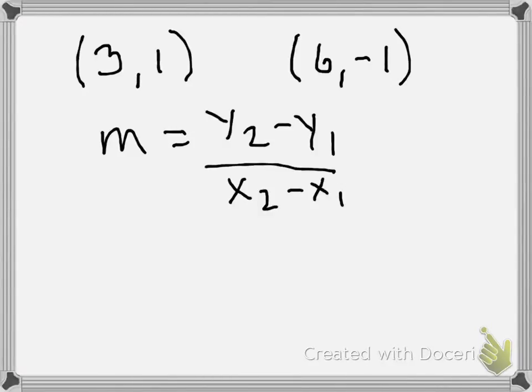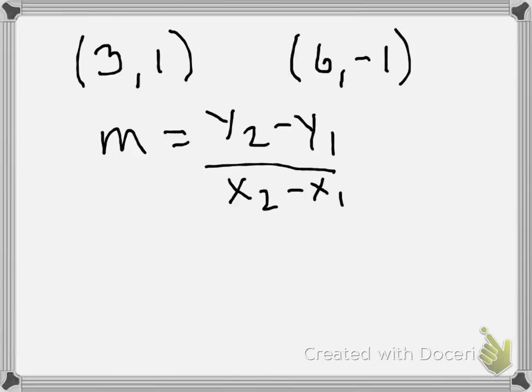Okay, Ashley, you asked a question about writing the equation of a line when you're given 2 points. So let's look at a quick example. My 2 points are going to be (3, 1) and (6, -1). And when I'm in this situation, the first thing I need to do is calculate my slope.